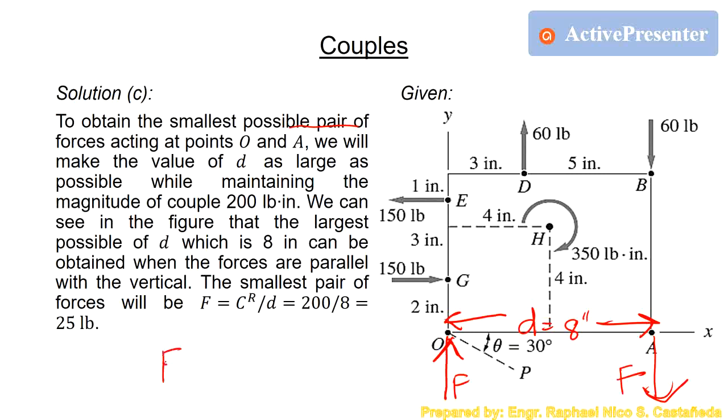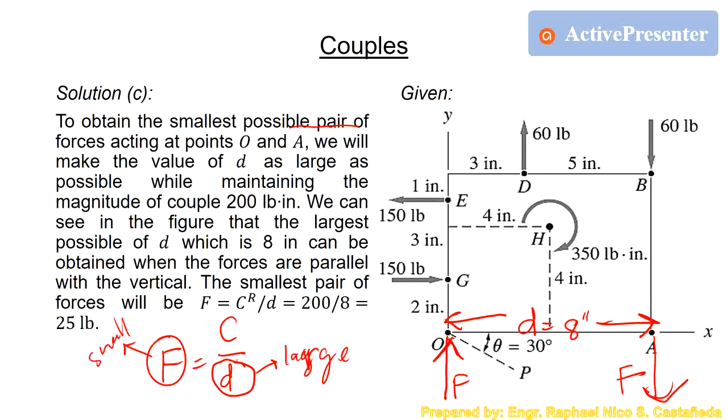Because as you can see, force equals couple over distance. If D is as large as possible, then D is the divisor, so we can have F as small as possible. Because the larger the D, the smaller the F we will get.